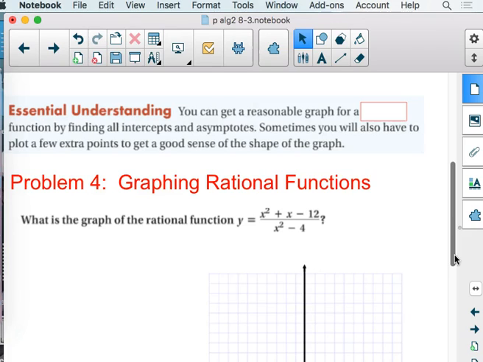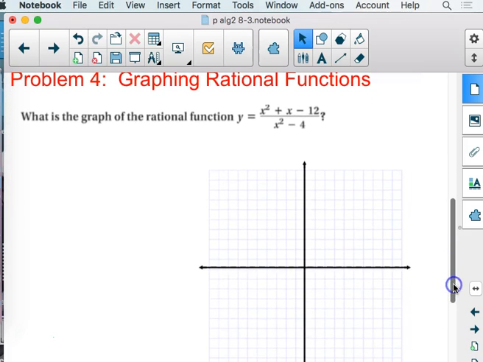Essential understanding. You can get a reasonable graph for a rational function by finding all the intercepts and the asymptotes. We will know exactly by the asymptotes where a graph is not supposed to go, and then by the x-intercepts and the y-intercepts where it is supposed to go. Now, like I said before, we do grab the calculator in the end to make sure everything's working out the way it should. But like it says, sometimes you will also have to plot a few extra points to get a good sense of the shape of the graph and keep going from there.